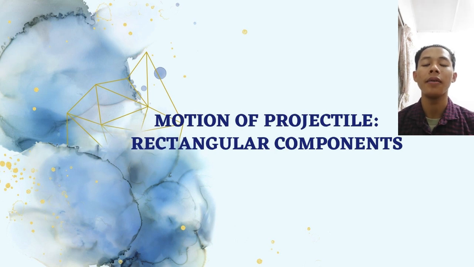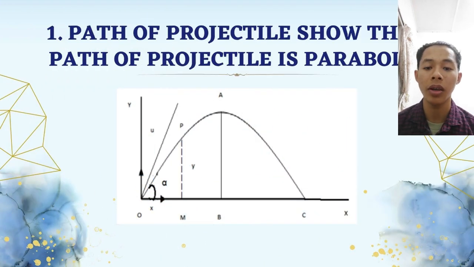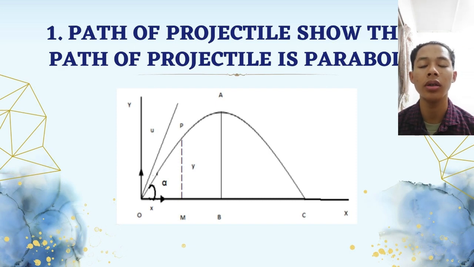Derivation. Path of projectile. Now let's derive the equation for the path of a projectile. We consider a particle projected with an initial velocity u at an angle a to the horizon. By splitting the initial velocity into its horizontal and vertical component, we can derive a parametric equation for the projectile trajectory. The resulting equation, which is a parabola, represents the path of the projectile.